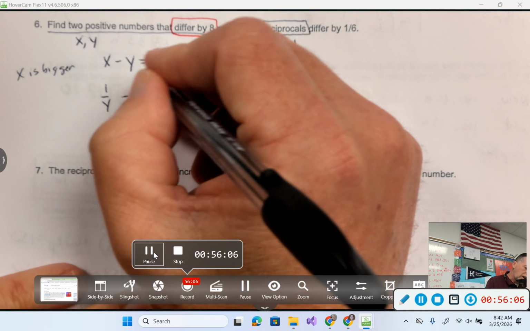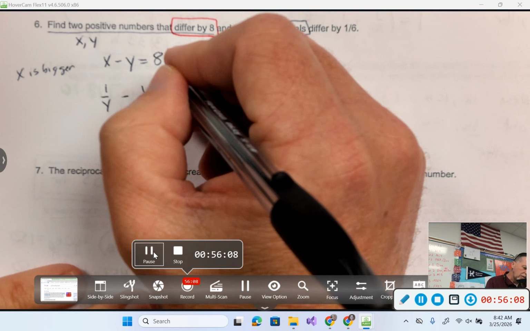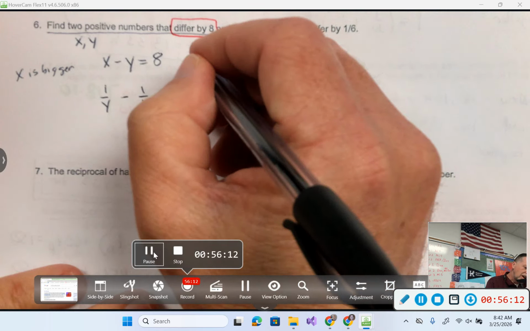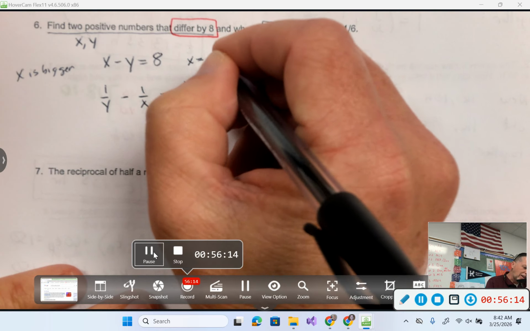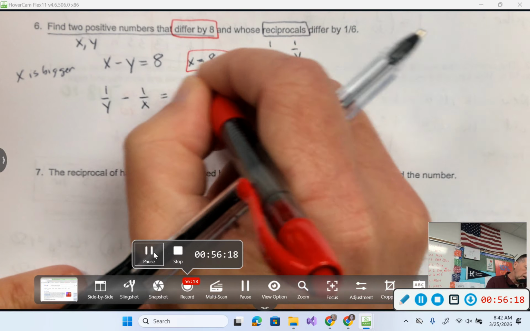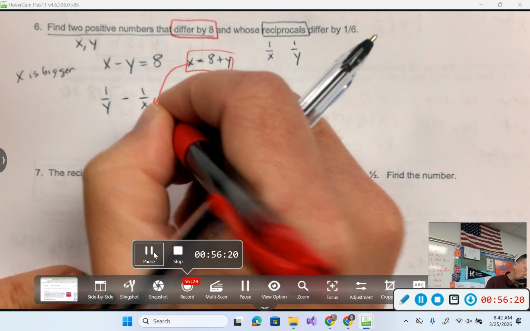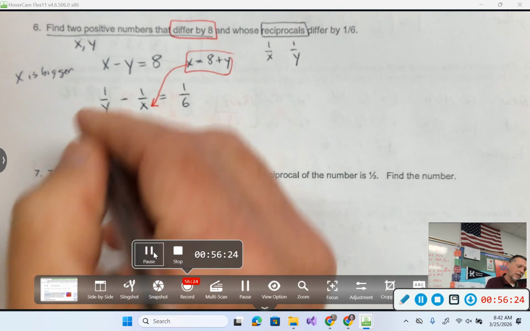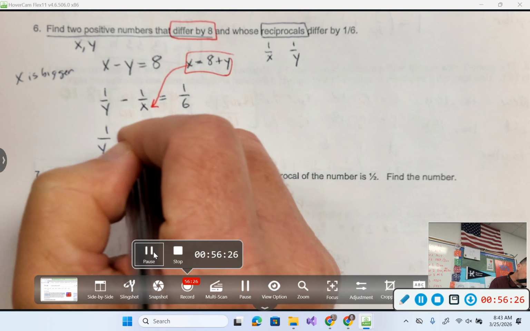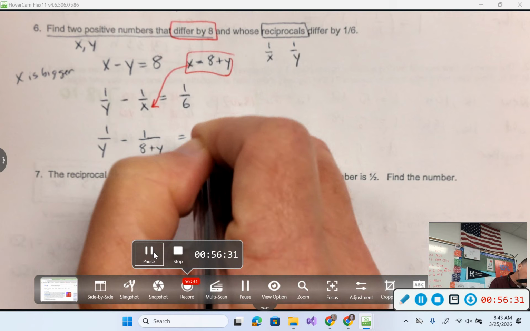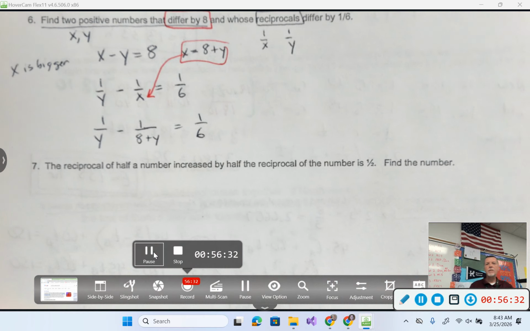So you want to solve for y or solve for x? What's your preference? Because it doesn't matter. I think x, that would be easier. So x equals 8 plus y. So 8 plus y goes in for x. That's what it means. If x is 8 plus y, then I can replace x with 8 plus y. We have another rational equation to solve.